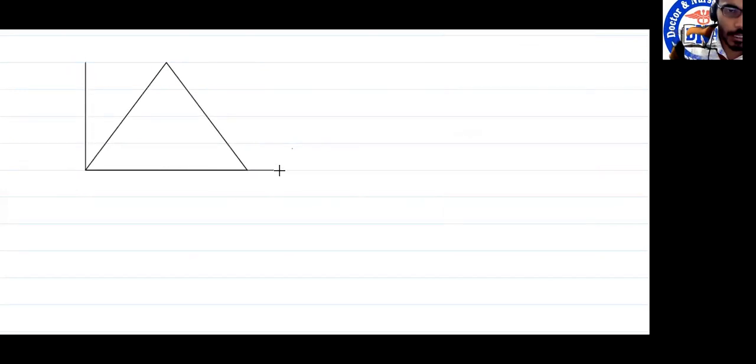And this is the axis. This is the y, this is the x. Okay, there's the coordinate of this triangle is 0, A and B. Okay, this point is 0, 0, 0.